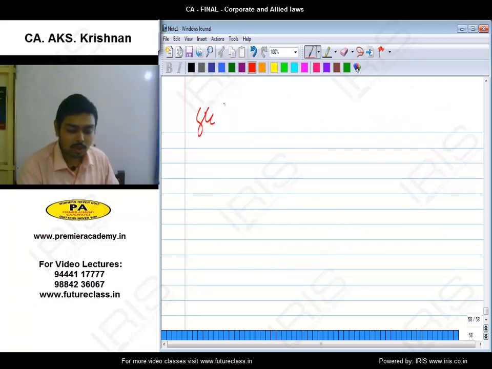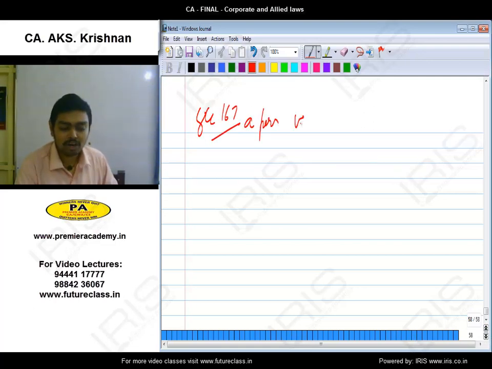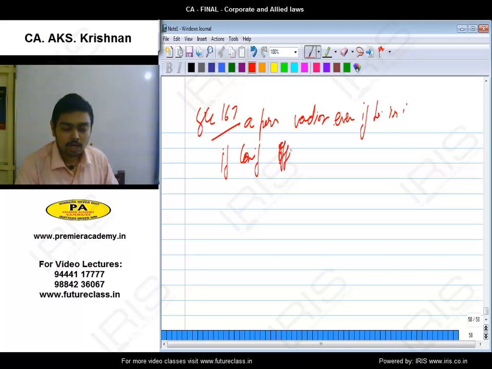As per section 167, a person has to vacate the office, even if he files the appeal, in case he is convicted for an offence for not less than 6 months. Okay, conclusion.